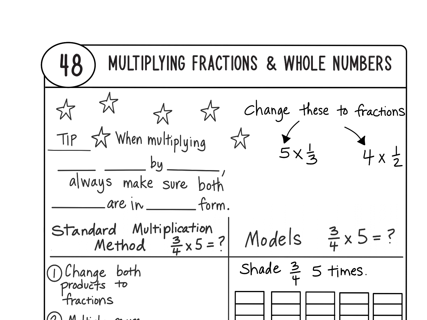It says, when multiplying whole numbers by fractions, always make sure both products are in fraction form. So, if I have 5 times 1/3 or 4 times 1/2, I want to make sure that I change these into fractions. I have a feeling that's supposed to say factors are in fraction form.